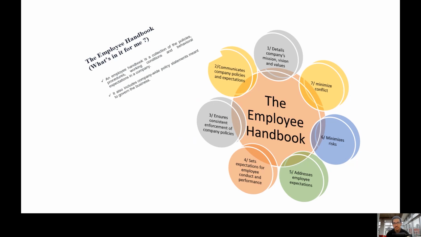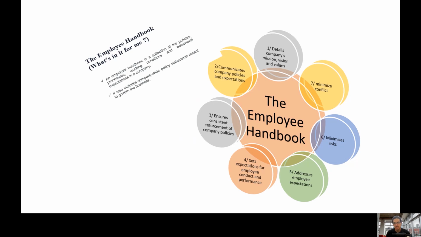Two, we have the communication of policies and expectations from the company to the employees. There will be expectations of you as an employee by the company, and these are things that you should follow, as well as the policies that they have in place. Number three, ensures consistent enforcement of company policies. Again, saying these company policies and expectations is one thing, but the company has to make sure that these policies are actually enforced.